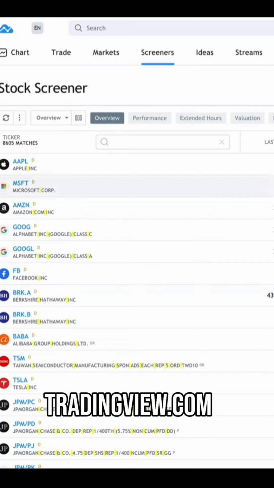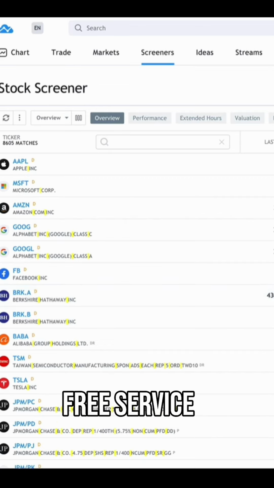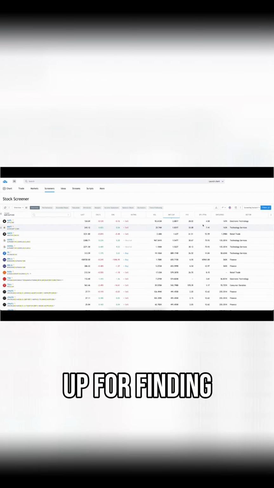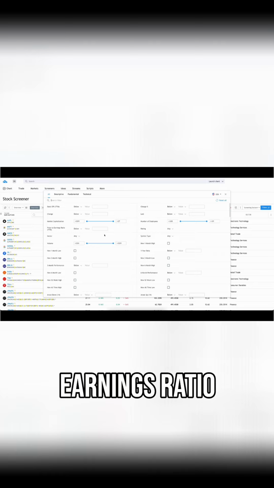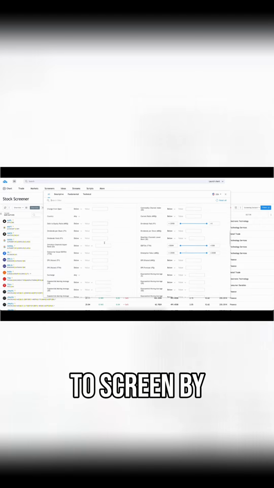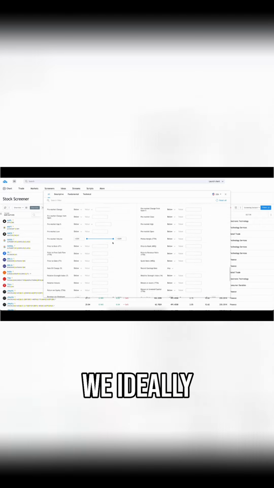Now I'm going to use tradingview.com, which is a free service just for this example, but you might have one that you like and use already, and that's perfectly fine. One thing to note about stock screening tools is they're usually set up for finding companies that have similar financial statistics. So dividend percent, price to earnings ratio, that sort of thing. You get a million options and filters. They're not really set up to screen by sector or by theme, which is what we ideally want.